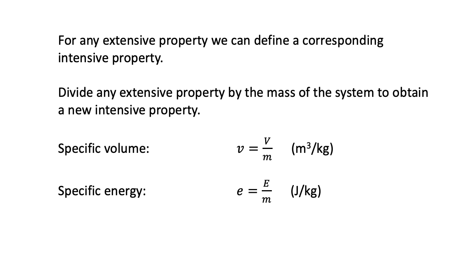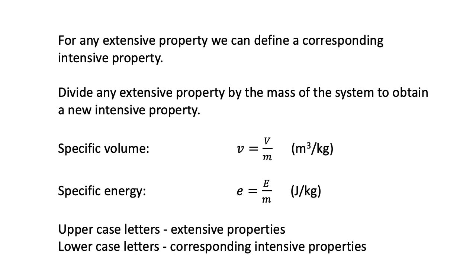Similarly, if we take the energy of the system, which is denoted by a capital E, and divide it by the mass, that gives us an intensive property, which is the specific energy. In general, uppercase letters will be used to denote extensive properties, and lowercase letters will be used to denote the corresponding intensive properties.